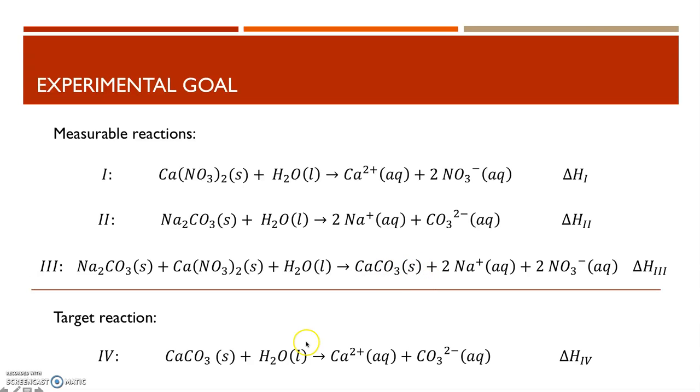Okay, our goal here is to measure the enthalpy of dissolving for calcium carbonate. But calcium carbonate is an insoluble salt. So if we just throw calcium carbonate into water, it's not going to dissolve. So we can't measure it directly. So instead, we're going to do these three steps that we can measure directly. We're going to use Hess's law to manipulate these equations and add them up together so that we can predict the heat of dissolving for calcium carbonate. How are we going to do this?